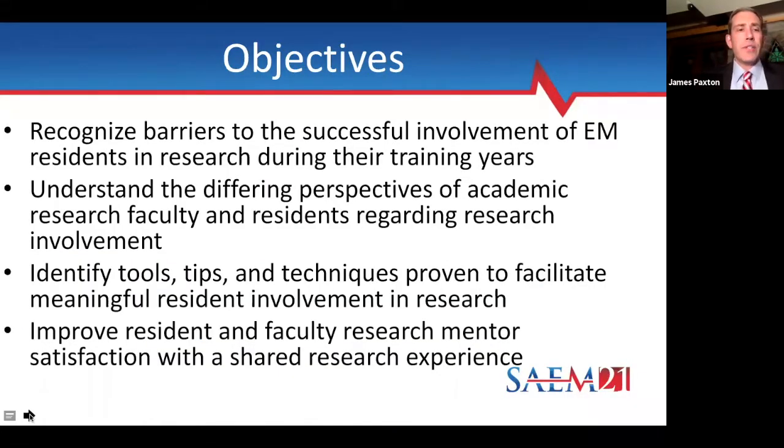Our objectives for the session today: we're going to recognize some barriers to the successful involvement of EM residents. We're going to understand the differing perspectives of faculty and residents and how they differ. Identify tools, tips, and techniques which have been proven at some sites to facilitate meaningful resident involvement. And hopefully, we're going to improve resident and faculty research mentor satisfaction with the shared research experience. That's one of the things we hope to see from this.